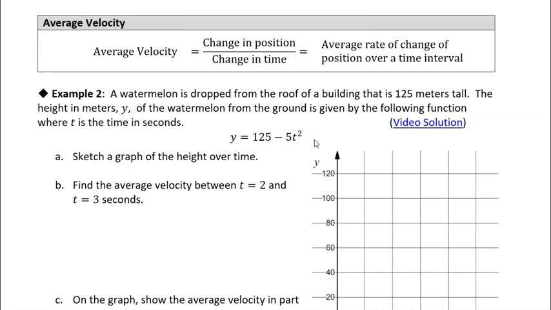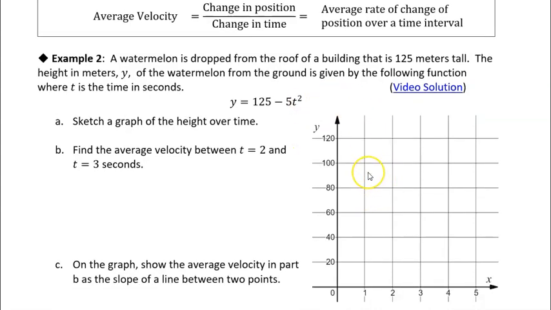At t equals 0, the watermelon is 125 meters above the ground, and then as time goes on, the distance from the ground, the height of the watermelon, decreases, until eventually it hits the sidewalk below and splatters. So the first thing is just to graph this function.